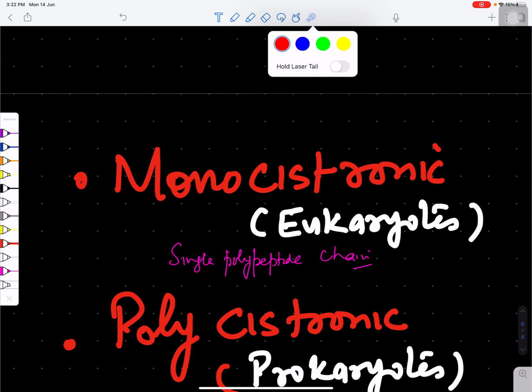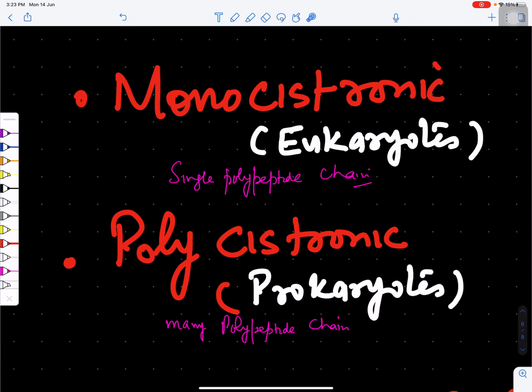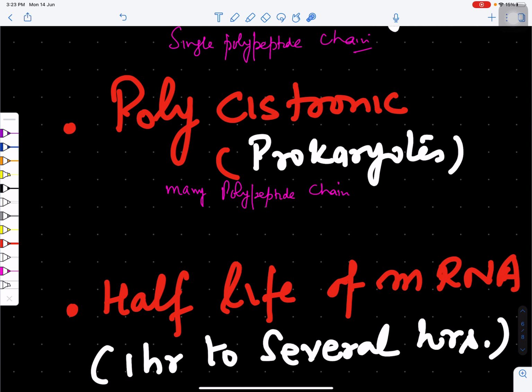Now if messenger RNA forms a single polypeptide chain, this is called monocistronic, and this is very common in eukaryotes. But if messenger RNA forms more than one polypeptide chain, many polypeptide chains, this is called polycistronic, and this is common in prokaryotes.